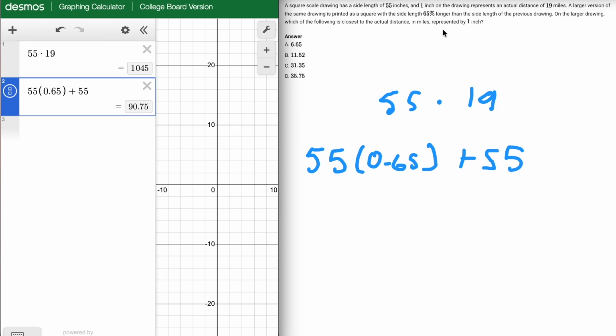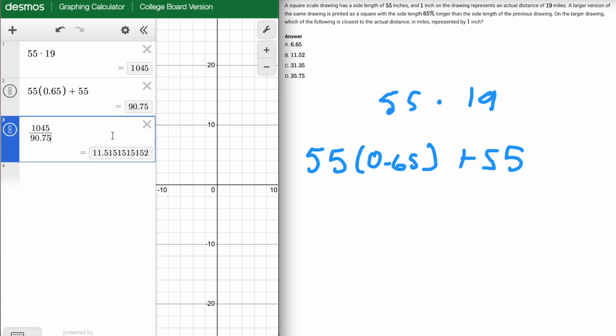So then it says by 1 inch. An inch represents how many miles? So it's 1045 and there's a total of 90.75, so just put it on top of it. And then it tells me that each inch represents 11.51 miles. And just round this one to the closest number. It doesn't say to round, but this here when I round is equal to B.